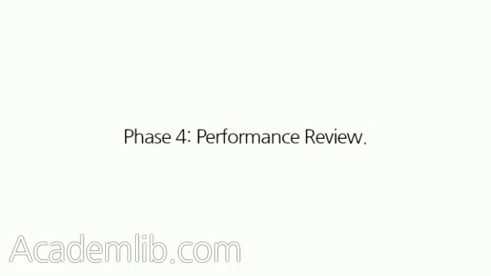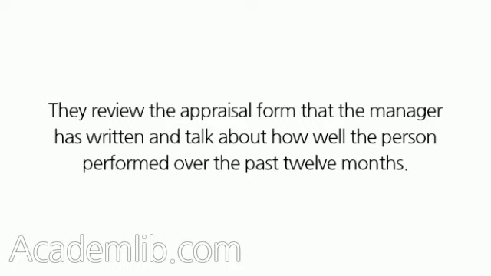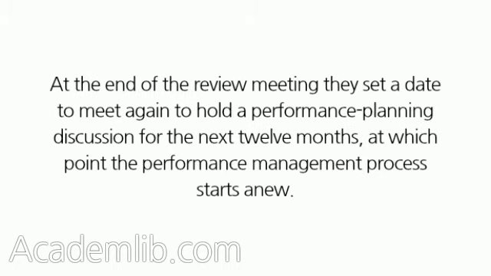Phase 4, Performance Review. The manager and the subordinate meet, usually for about an hour. They review the appraisal form that the manager has written and talk about how well the person performed over the past 12 months. At the end of the review meeting they set a date to meet again to hold a performance planning discussion for the next 12 months, at which point the performance management process starts anew.